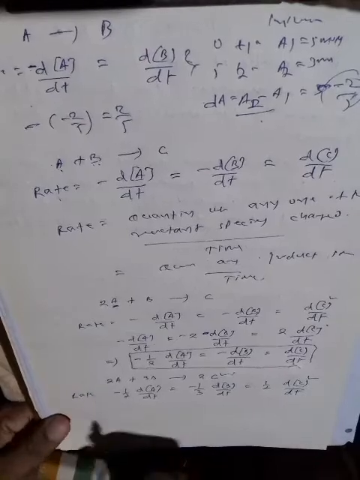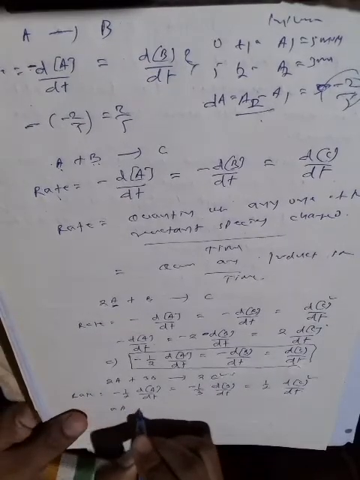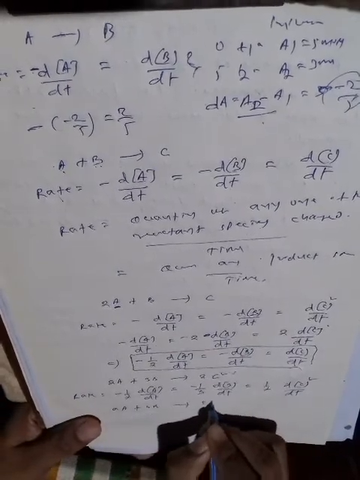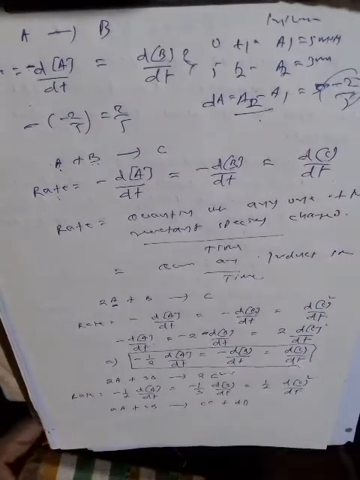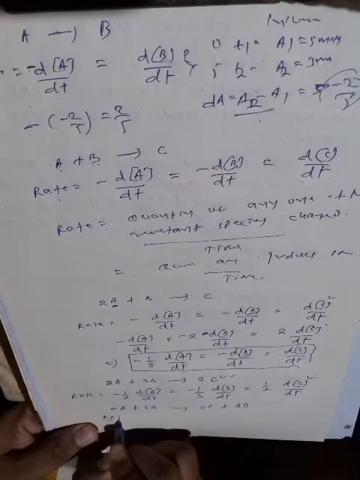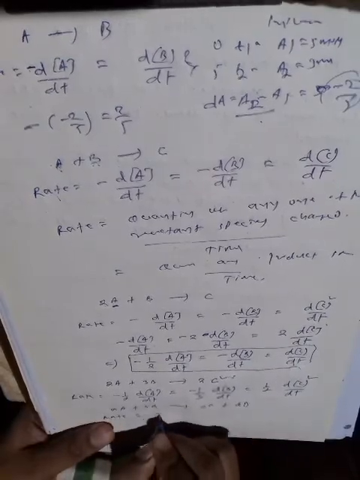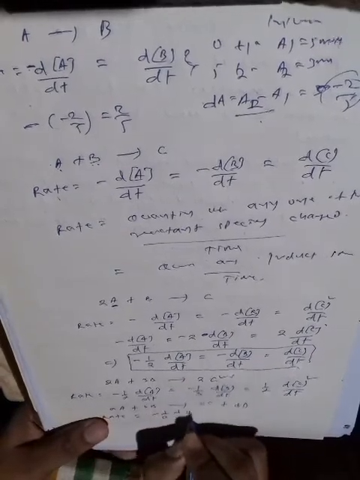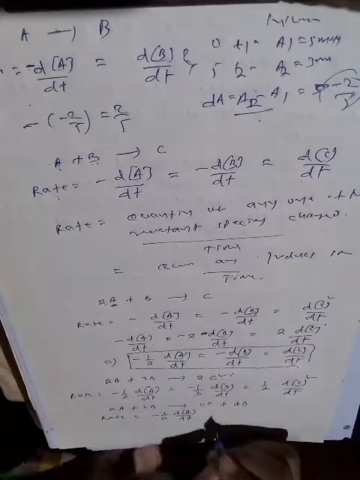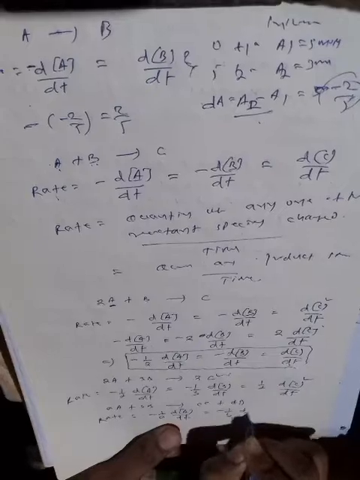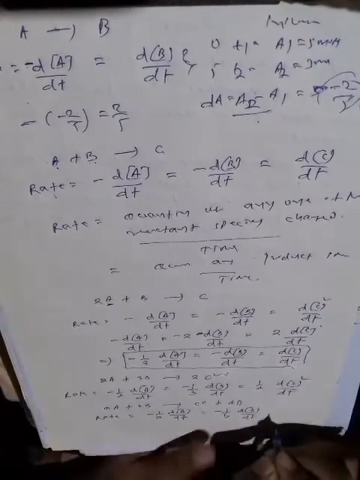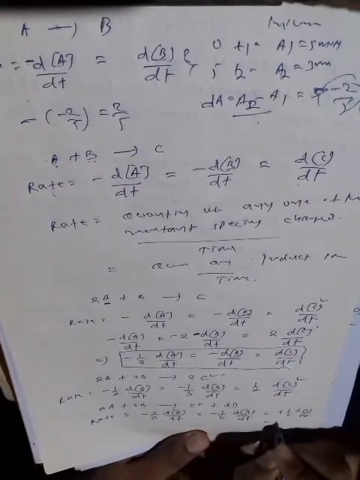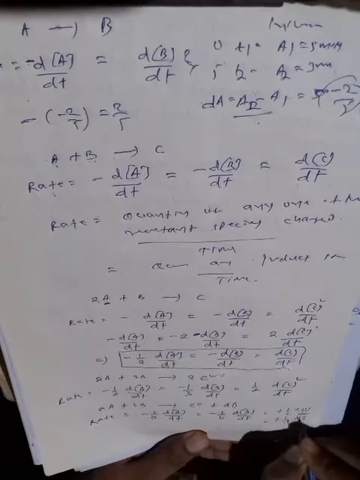Got the point? So in the general sense, suppose a moles of A is reacting with b moles of B, and suppose the product is c moles of C and d moles of D. So the rate expression for the given reaction will be: rate equals minus 1 upon a, dA by dt, since it is a reactant, equals minus 1 by b, dB by dt, that is equal to plus 1 by c, dC by dt, that is equal to plus 1 by d, dD by dt.